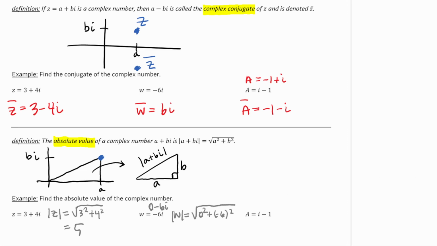This length is always going to be a positive number, right? Because we're squaring these real numbers that are the distances, a plus bi. Even if b was a negative number, we're still going to square it and it'll become positive. So your absolute value shouldn't be an imaginary number itself. So that's going to be the square root of positive 36, which is 6. And then a equals i minus 1, that's negative 1 plus i. If I take the absolute value of that, that's the square root of negative 1 squared plus 1 squared, which is the square root of 2. And that's how we find the absolute value of a complex number.